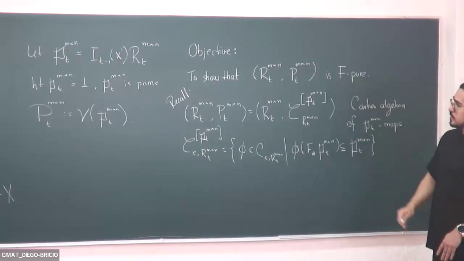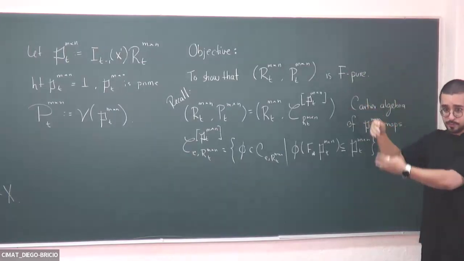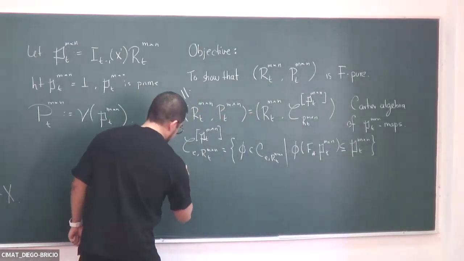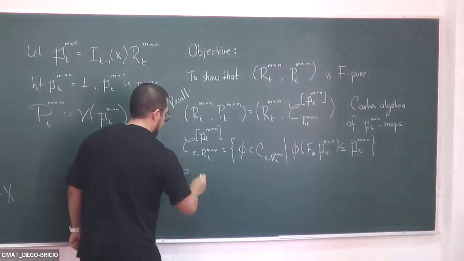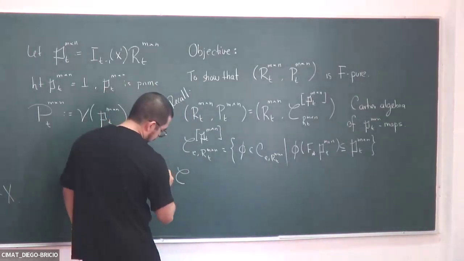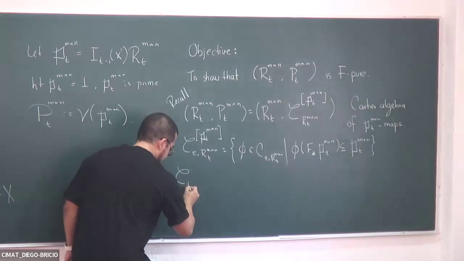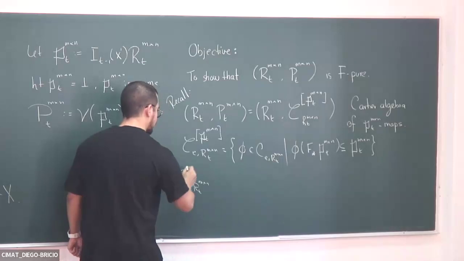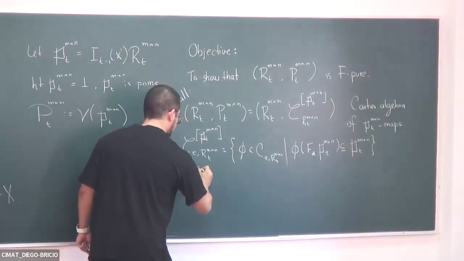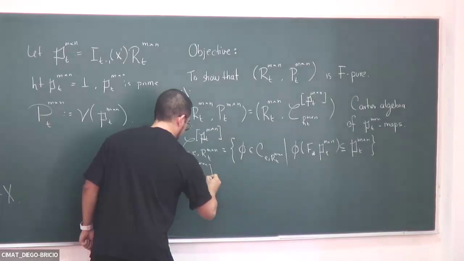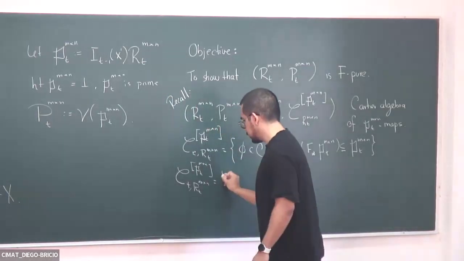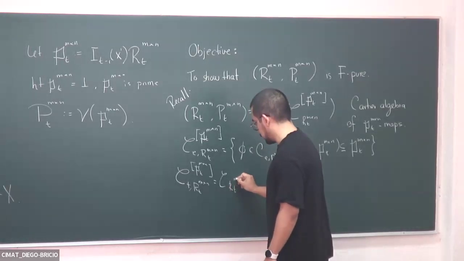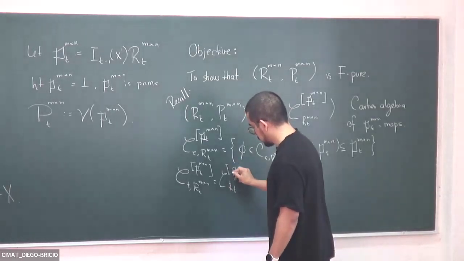Okay. That being said, what does it mean for the pair to be F-pure? We can think about it in two ways. So one way is that this thing. Oh, where was it supposed to be? Here? Yeah, I think so. So this is enough to compute all the Cartier algebra.